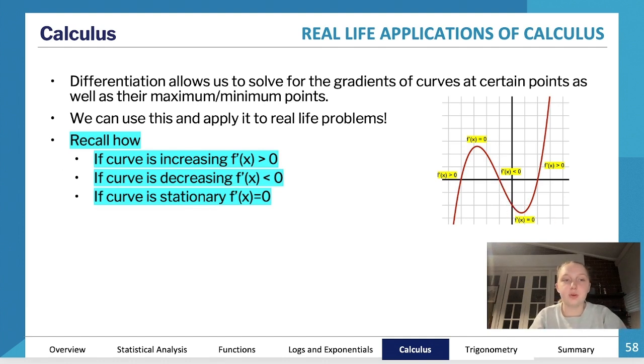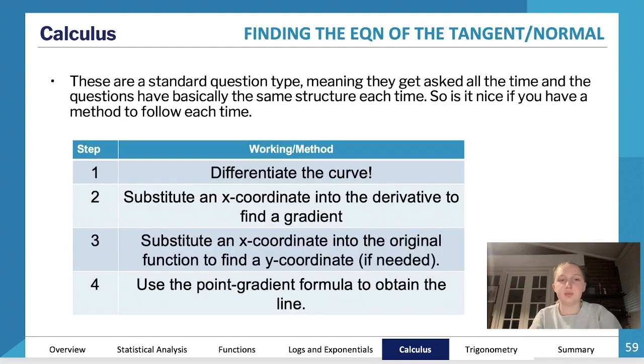Okay, so I guess the last little bit of calculus we're going to be looking at today is how to find the equation of the tangent or the normal. So these are a really standard question type, really, really common. They get asked all the time. And this is one of those calculus questions that have the exact same structure every single time. So if you can follow this structure, you'll get these questions right every time. They do come up again in year 12, so if you can get really good at answering them now, you'll be doing yourself a mad favor for next year.